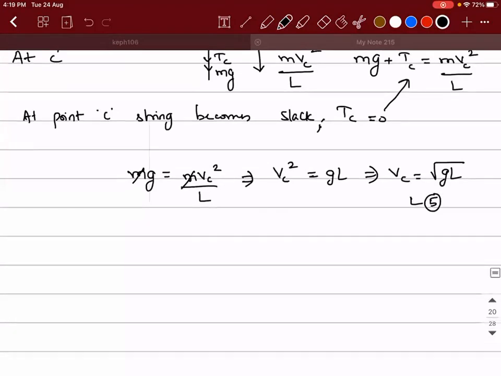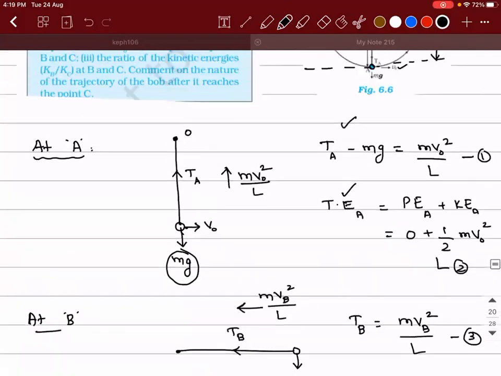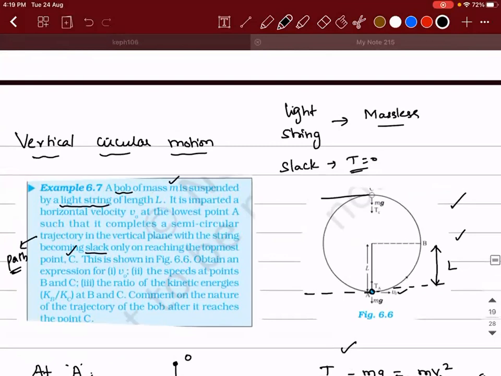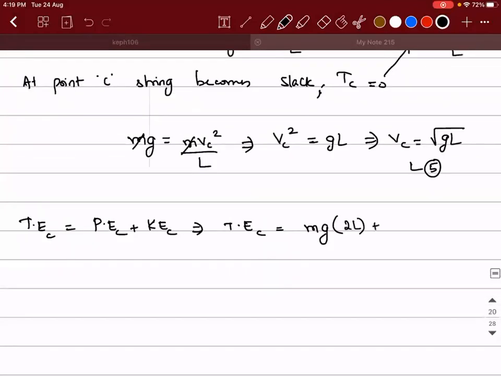Okay. Now, what is the total energy at point C? It is the potential energy at point C plus the kinetic energy at point C. What is the total energy at point C? It will be mg into, what is the potential energy, guys? Mg into, how much is this height? It is the diameter. 2L. So mg into 2L plus half into m into Vc square.